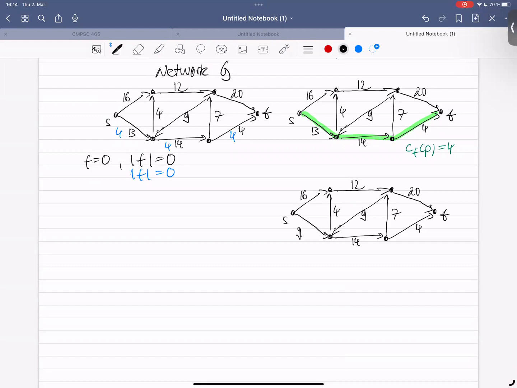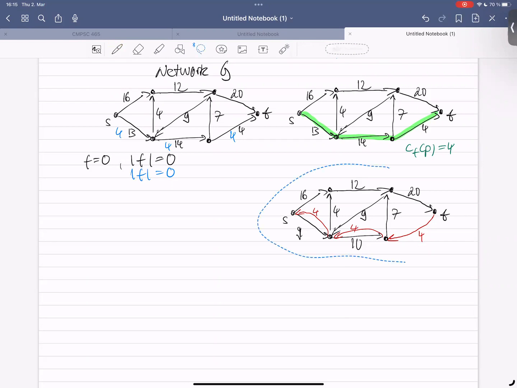We have residual capacity of 10 along this edge, and we subtract 4, which means that this edge is gone entirely. So this edge will be no longer in our residual network because we have completely used up the capacity of this edge. But at the same time, we also said we have to introduce these reverse edges with residual capacity equal to the flow that we have sent in the reverse direction, which is equal to 4 in this direction and here and also along this direction. Okay. So this is our new residual network based on our flow shown here in blue.